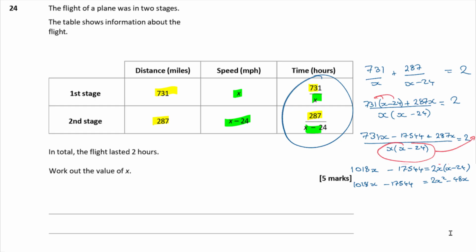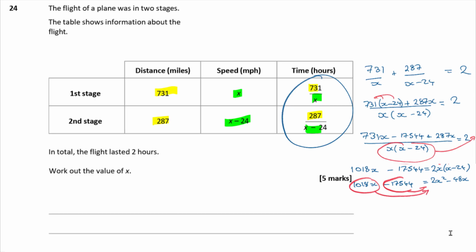Okay. Now I want to try and get everything on one side, and it makes sense to collect it on the right hand side because that's where my 2x squared is positive. So I'm going to subtract 1018x. I'm going to add 17,544 to both sides. So these two things here are going to budge over to the other side, aren't they? They're both going to go over there.